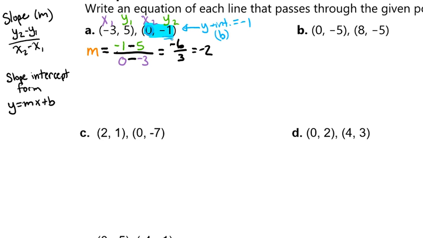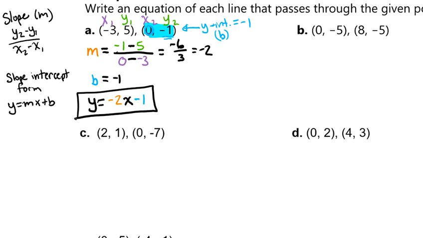Since we now have our m and our b value, we can plug that into slope-intercept form. y equals mx, and our b is a negative, so minus 1. There's nothing to simplify, so we're finished.